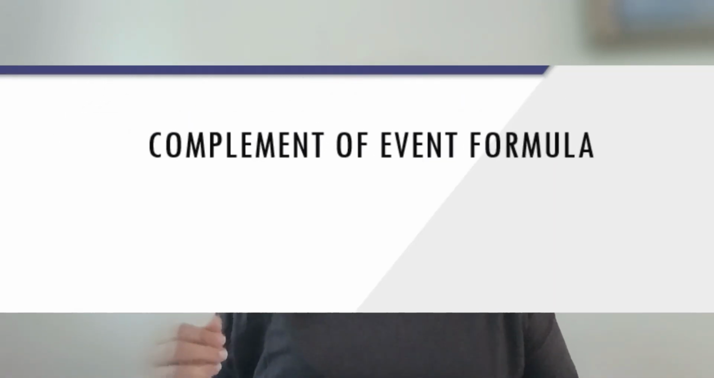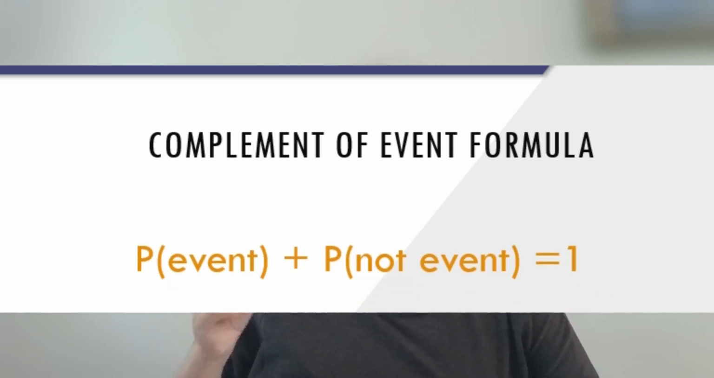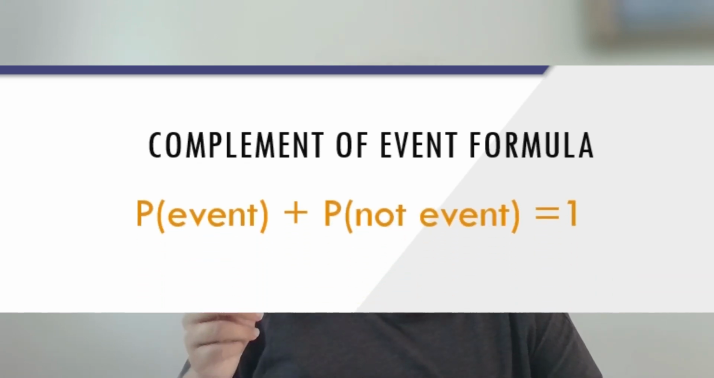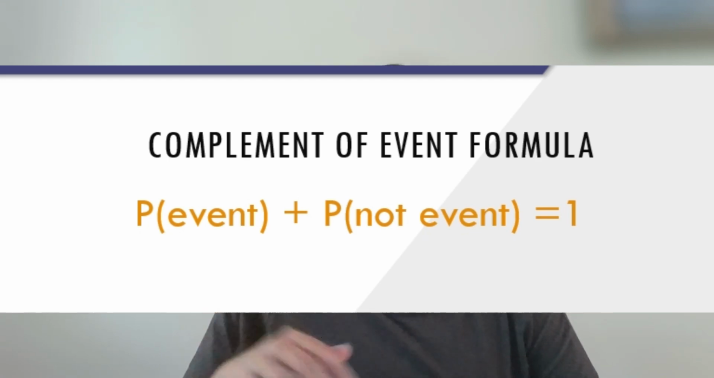So we're going to have a simple formula to figure this one out, which is going to be P(event), the probability of the event happening, plus the probability of the event not happening, or P(not event), is going to equal 1. So if we want to solve for the probability of not event, it's going to be 1 minus the probability of the event, or the probability of the favorable outcome. So let's go through an example.